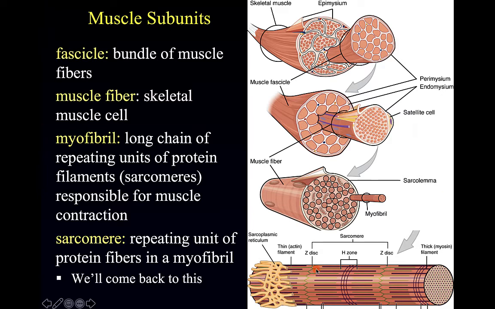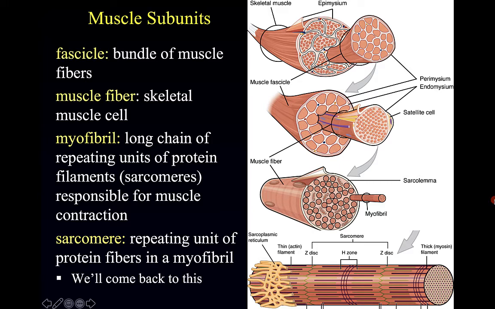A sarcomere goes all the way here from this area we call a Z-disc, which is one end of it, to a Z-disc on this other side, and it's going to consist of various zones or bands. So we're going to have I bands, A bands, and an H zone or H band, and it's formed by thick and thin filaments, the thick ones being myosin, and then the thin ones being actin.